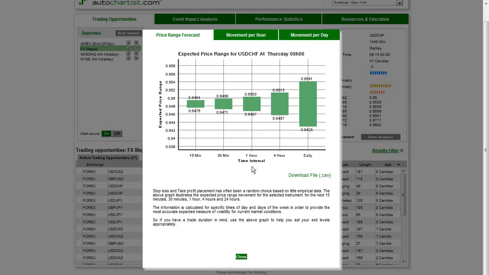Now, what Autochartist does in order to get this information, it looks at 6 months worth of volatility data on a Thursday at 9 a.m. for US dollar Swiss franc, and looks at how volatile the instrument was during that time of day, and therefore projects a historical volatility going forward. And for those of you who have a bit of statistical knowledge, I'll throw some jargon at you. This is basically one standard deviation of the expected price range movement. So there's a 67% chance that these price ranges are correct. So if you want to set appropriate stop loss and take profit movements, look at this graph, whether you're trading Autochartist or any other system.